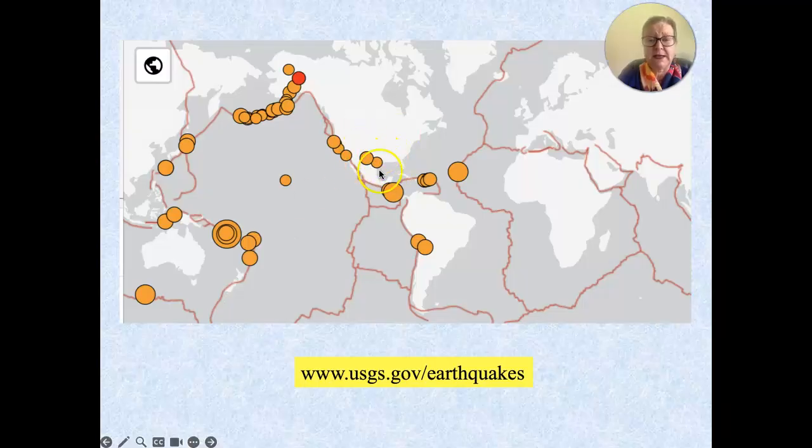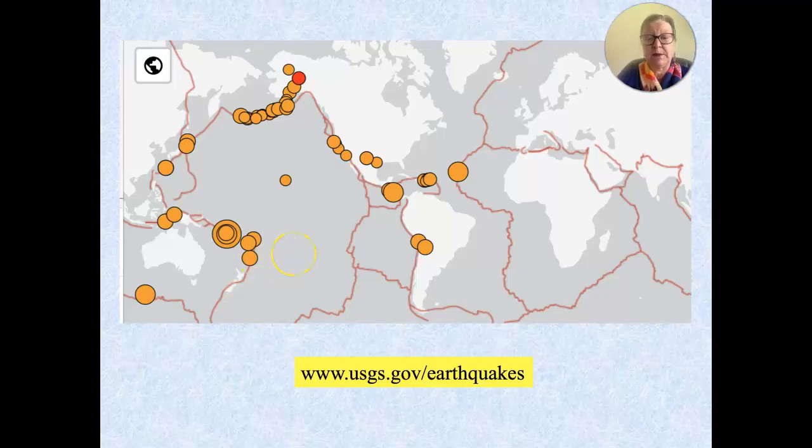Here's a couple earthquakes in Texas, not sure what's going on there. In this class, we don't really have time to talk about what's called intraplate earthquakes, earthquakes that are not along plate boundaries, but within a plate. So we're just going to focus on these other ones. The size of these circles indicates the magnitude of the earthquake.